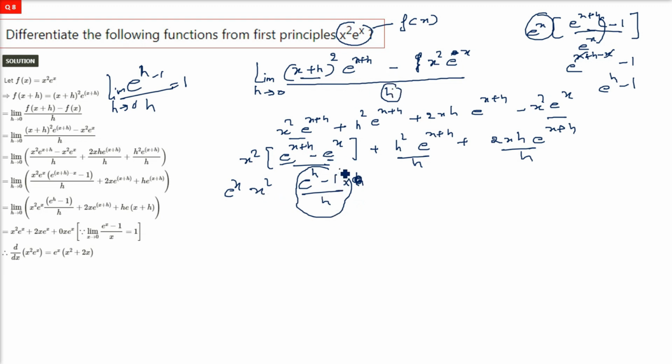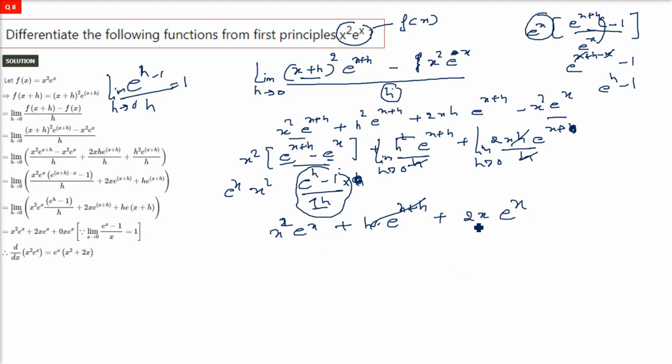So this becomes 1. So what is remaining is x square into e to the power x for the first term. Second term, h just cancels out, h into e to the power x plus h it will be. And the third term, h you can cancel, 2x into e raised x plus h it will be. So just apply the limit in these two terms and make h as 0. So when you take this one, this is going to be 0 and h is 0 here, so only e to the power x will remain, 2x into e to the power x.